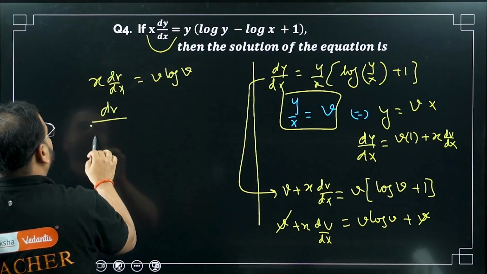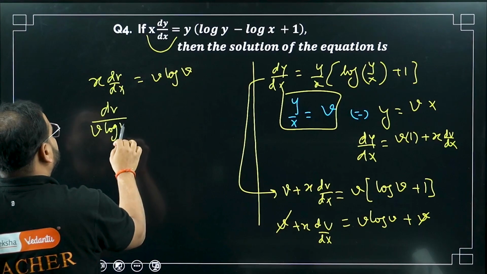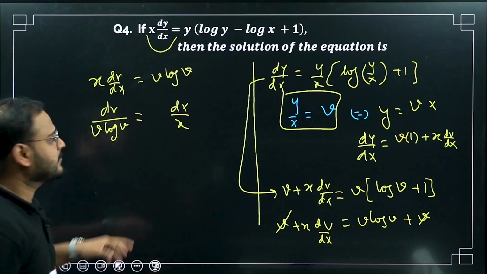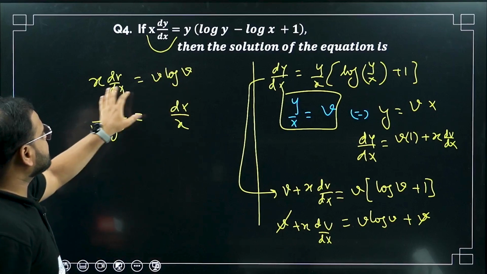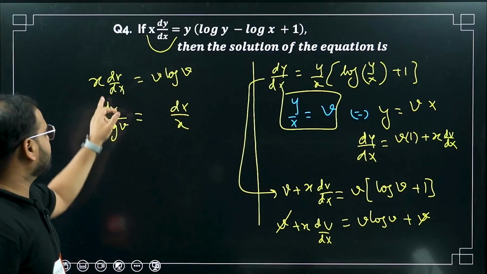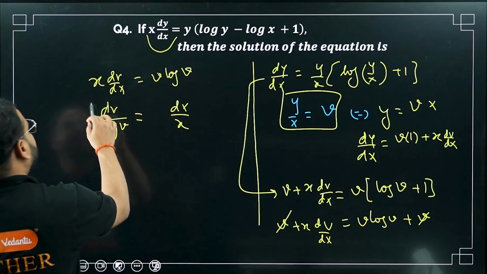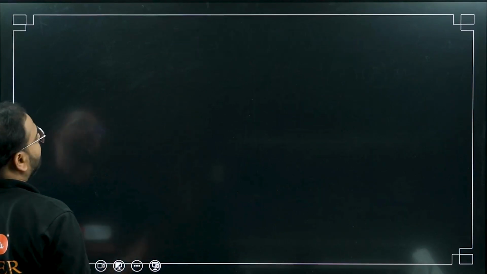dv upon v log v equals dx upon x. No problem whatsoever. I'm bringing this whole thing over here, and this dx on this side, and x will come in the denominator because x is in the numerator. So if you change the side, it will come as the denominator. Integrate, sir. Okay, I have enough space.